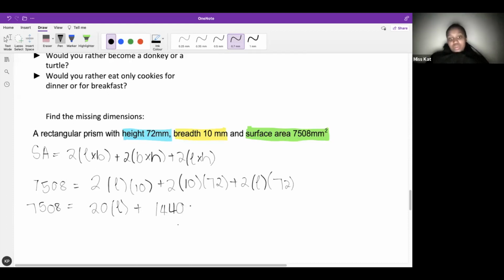Plus 2 times length times 72. The last one, I still can't multiply the length. 72 times 2 is 144 times length. Now I need someone to tell me where are we going to go from here? Way forward from here.